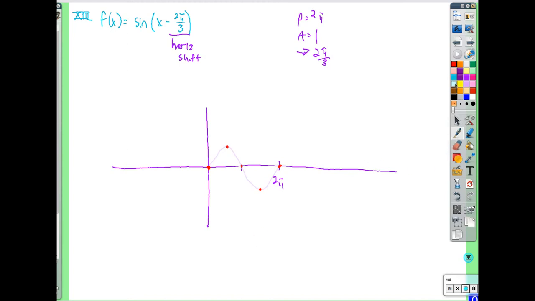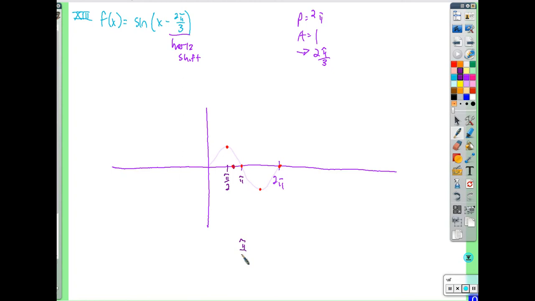So let's see. This is pi over 2, right? Because this would be pi. So let's see. 2 pi over 3 is going to be right about there. So this point's going to move over to 2 pi over 3. Okay, this one's at pi over 2. It's going to move to the right 2 pi over 3. Where's that going to be?